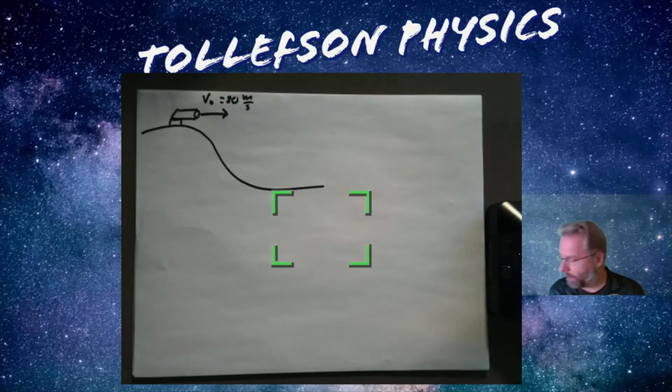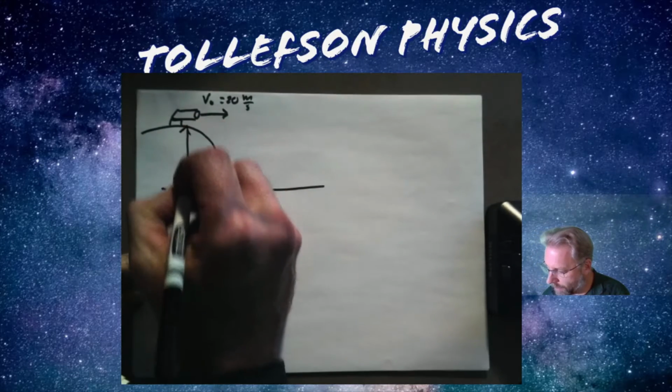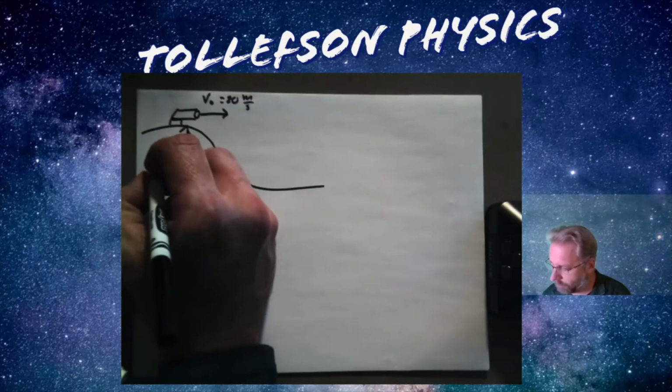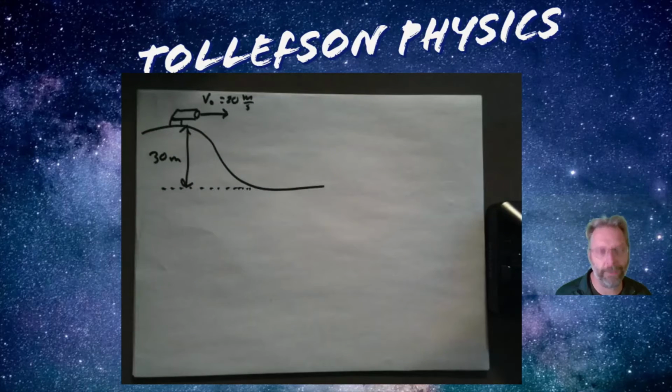Okay, and let's put a little dotted line to my level ground. Let's say it's a big hill. So, yeah, a huge hill. So let's make it a 30-meter hill. That's about 100 feet tall.